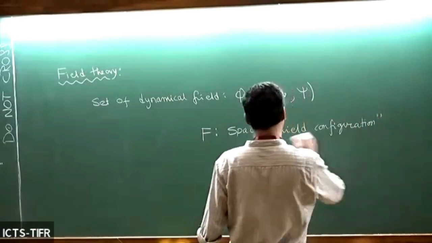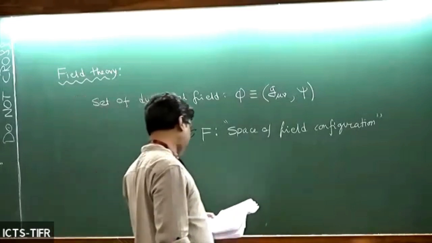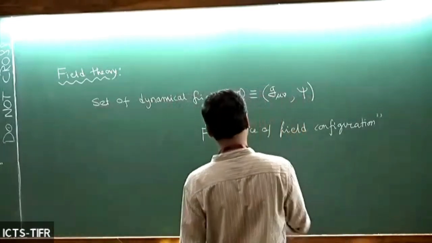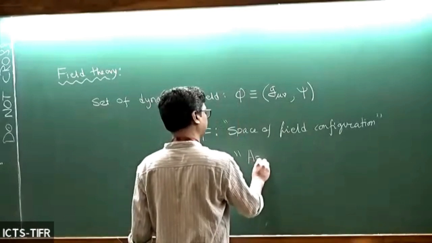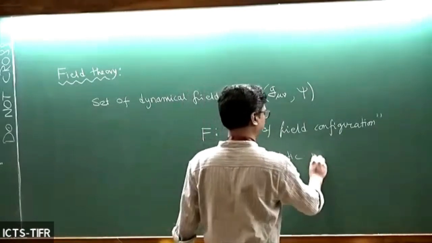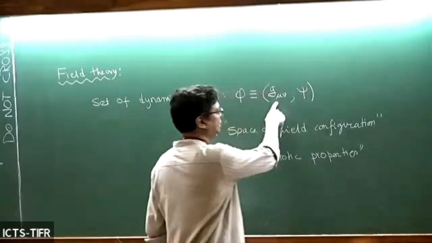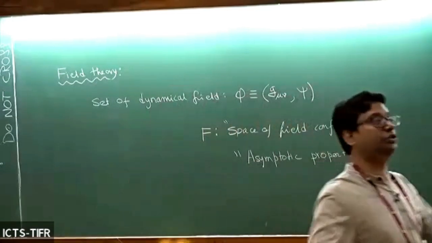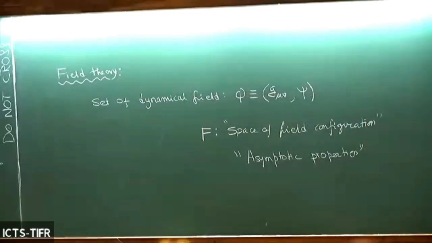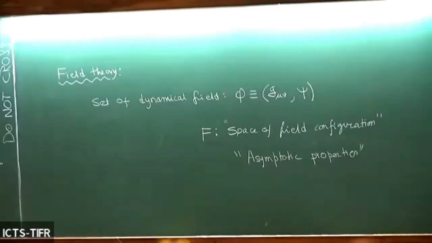This is important to understand: you may have to consider asymptotic properties. A good example is if you work with metrics which are all asymptotically flat. So your configuration space consists of metrics which have asymptotically flat boundary conditions. So this is my configuration space.